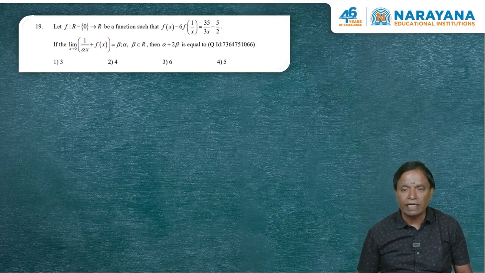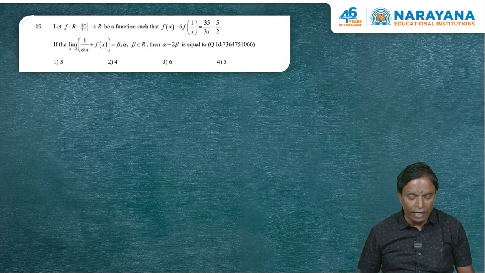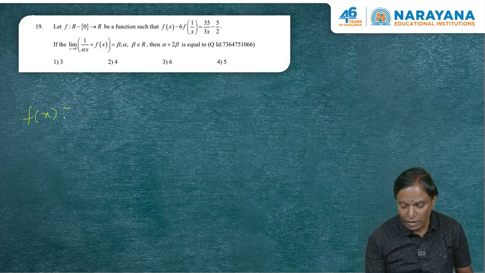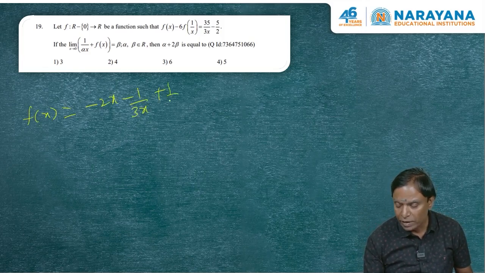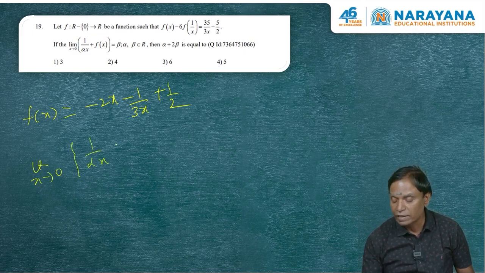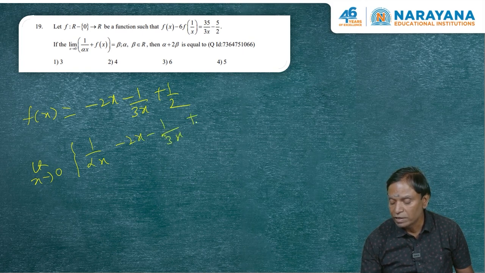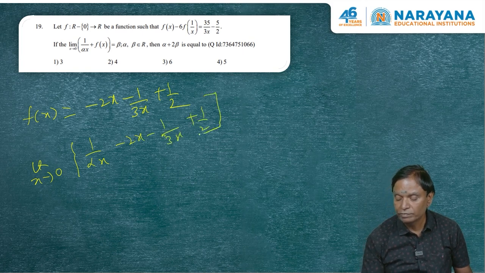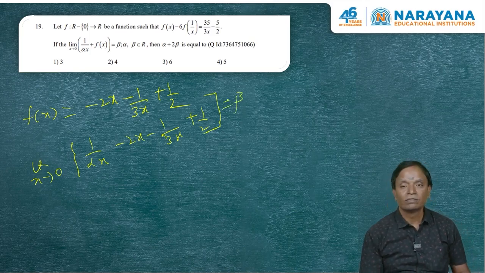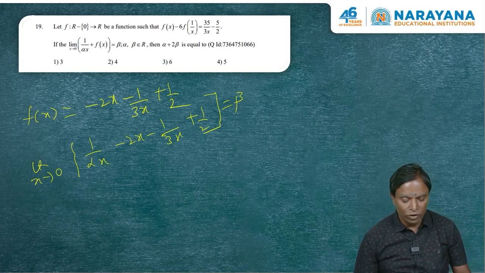In that, replace x with 1 by x and eliminate f of 1 by x, in which you get f of x is equal to minus 2x minus 1 by 3x plus 1 by 2. Now go for limit x tends to 0 of 1 by alpha x plus f of x, meaning minus 1 by 2x minus 1 by 3x plus 1 by 2. This is given as beta. Now it's a simple limit equation which you can solve.